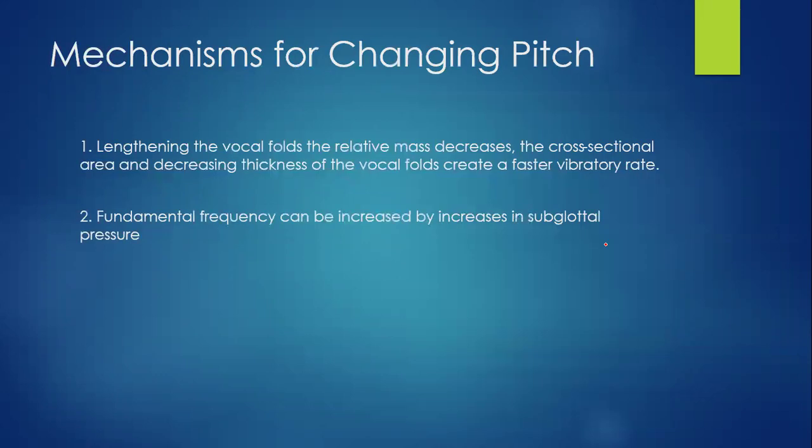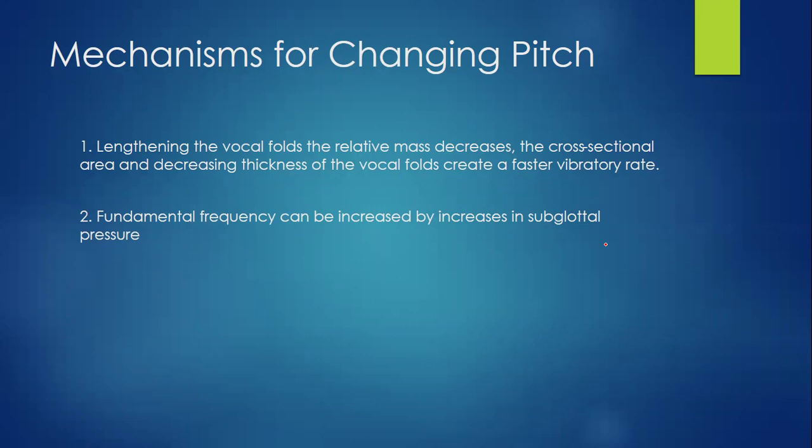All right, so let's talk a little bit about physiology. So how do we change pitch? Changing pitch requires two mechanisms: lengthening the vocal folds. When a person lengthens their vocal folds or stretches the vocal folds, that reduces the mass of the vocal folds, and so the vocal folds are able to vibrate faster, and that will result in a higher pitch. Let me say that again. Lengthening the vocal folds reduces the mass of the vocal folds and causes the vocal folds to be able to vibrate faster, and that results in a higher pitch.